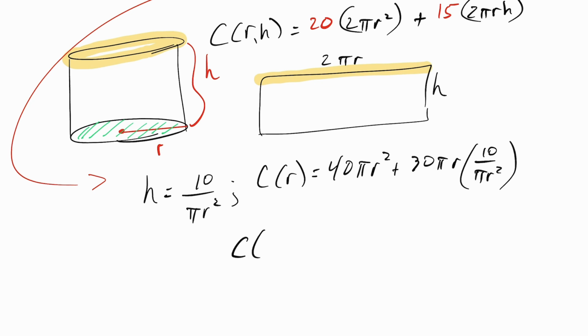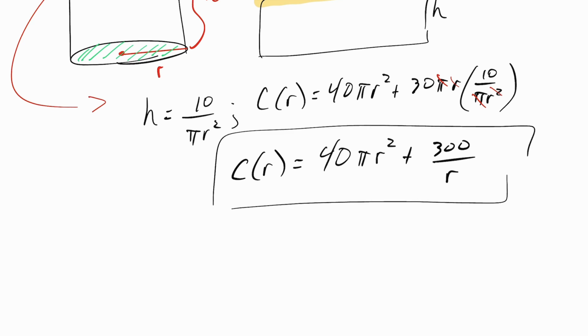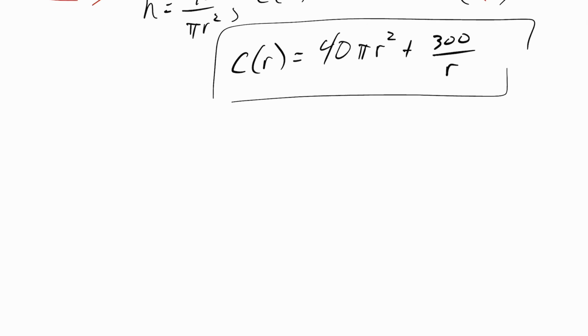Again, we can assume here that r cannot be 0. You can't have a 0 radius. It won't satisfy your volume condition. So this is going to be 40 pi r squared plus 300 over r, because if you take a look here, the pi's will cancel and one of the r's will cancel. So now I'm looking to take the derivative of this function here. We're going to take C prime of r, and C prime of r is going to give me 80 pi r minus 300 over r squared.